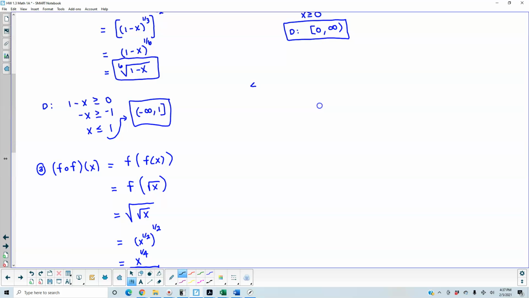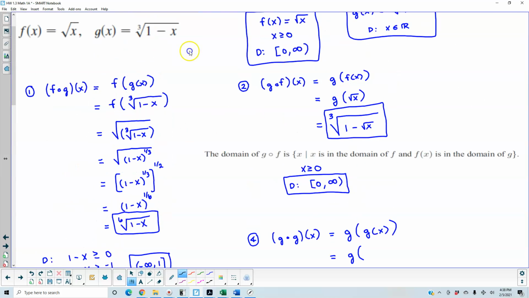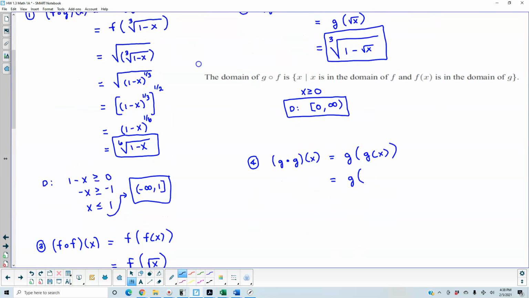Okay, next, number 4, we have g composite g of x, which is g of g of x, where g of x becomes the input on g. Well, recall that g is the cube root of 1 minus x, so this becomes the cube root of 1 minus x, and then we have to replace that for x in the function g. So it becomes the cube root of 1 minus the cube root of 1 minus x.